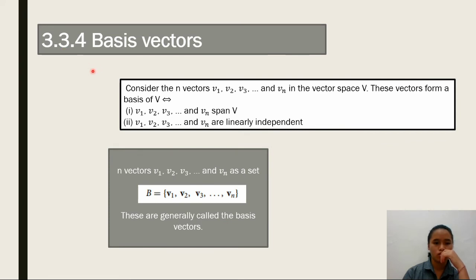3.3.4, basis vectors. Consider the n vectors v1, v2, v3, until vn in the vector space V. These vectors form a basis of V if, one, v1 until vn span V, and two, v1 until vn are linearly independent. So the n vectors v1 until vn as a set, B equals {v1, until vn}, are generally called the basis vectors.